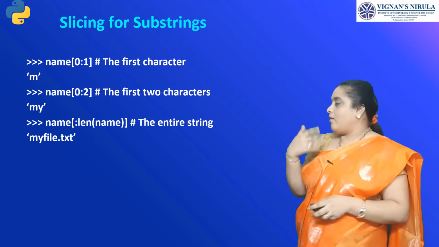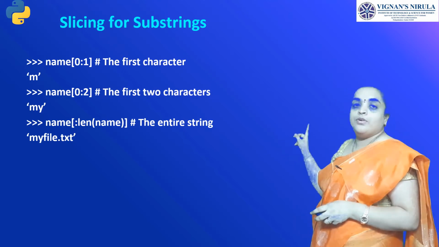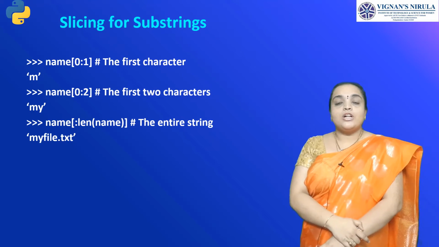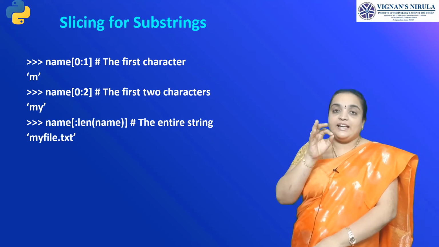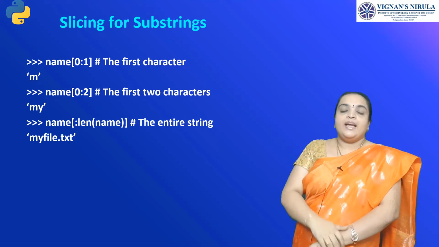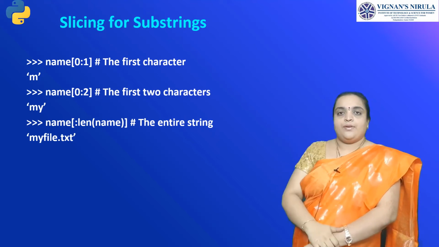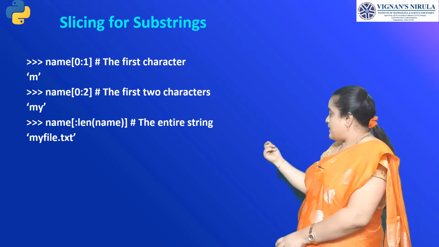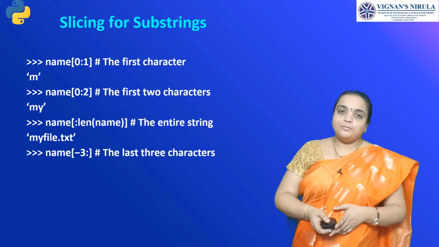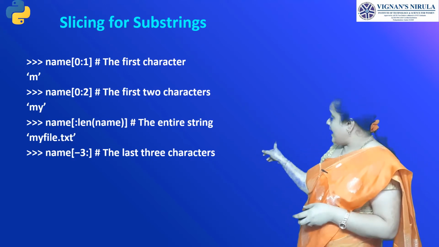Then coming to the next example. Here you have given name[:len(name)]. So you are not specifying any start index here, but you are specifying the end index. It will start from the beginning and it will print the entire string. So what is the entire string we get? That is myfile.txt. Done?